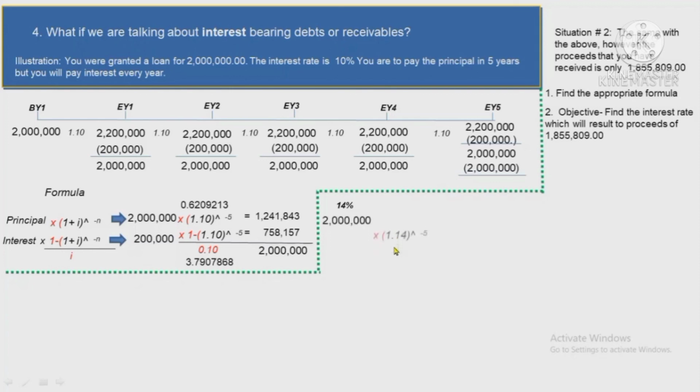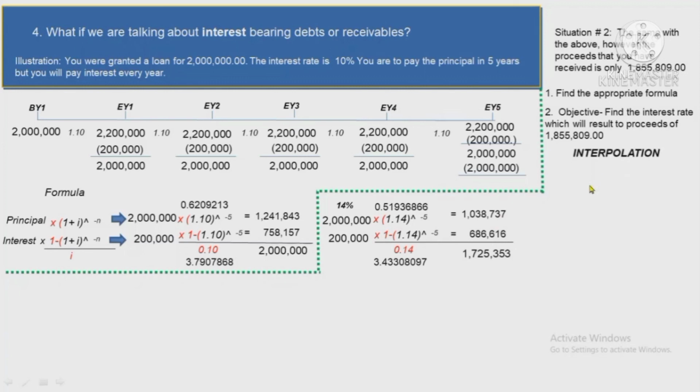So we have 2 million times 1.14 raised to the power of negative 5. If you're going to summarize this, you're gonna get 0.51936866. So this one times this one, you are going to have 1,038,737. And then you have the interest of 200,000 times 1 minus 1.14 raised to the power of negative 5 divided by 0.14. So we have 3.43308097 times 200,000, then the answer is 686,616. The sum of these two is 1,725,353. So that's it for trial and error.